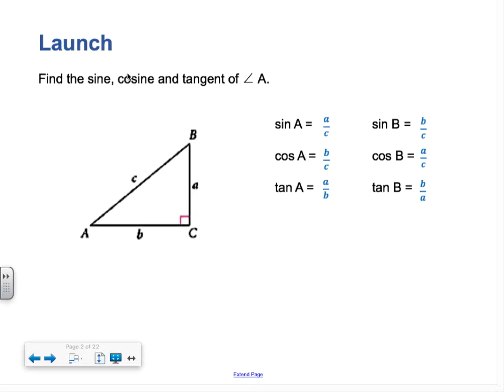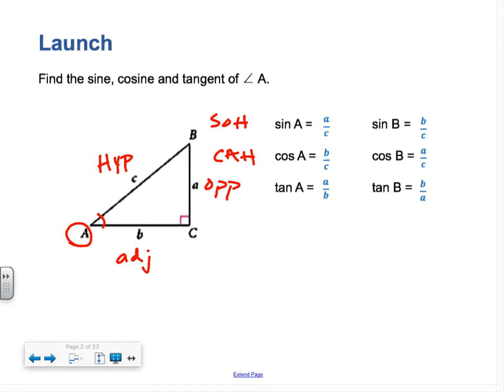So here's your launch, your intro. Do you remember SOHCAHTOA? Sine, cosine, and tangent. So remember, capital letters are the angles. If this is angle A, lowercase a is opposite. This is called adjacent, where lowercase b is. And lowercase c is always called the hypotenuse. So you can see sine is opposite over hypotenuse, in this case a over c.